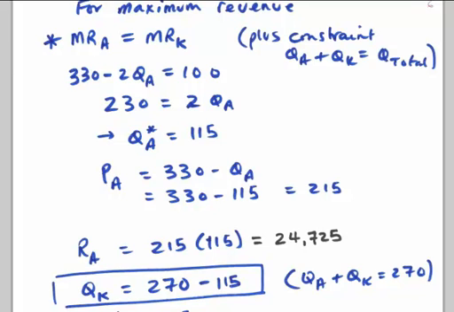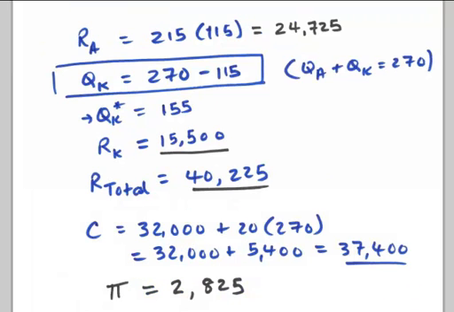Because there are 115 adults, there will be room for 155 kids to get the total to 270. That would then bring in a revenue of $15,500 plus $24,725, which is $40,225. And that yields a profit of $2,825. This is the maximum profit that can be had under these conditions.